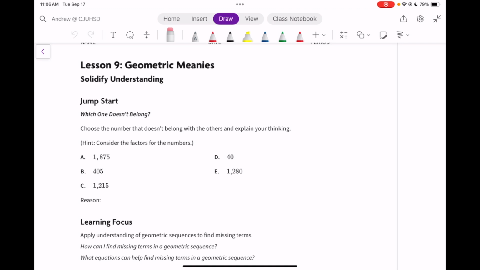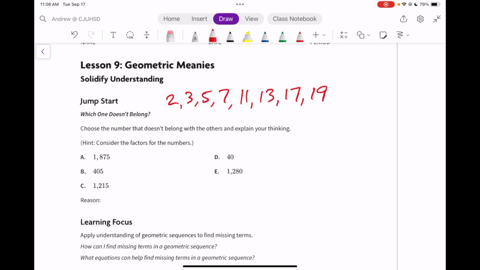Do you know what a prime number is? A prime number is a number that can only be divided evenly by itself and 1. Some of our prime numbers are 2, 3, 5, 7. Not just odd numbers though, 9 is not a prime number. 11, 13, 17, 19.